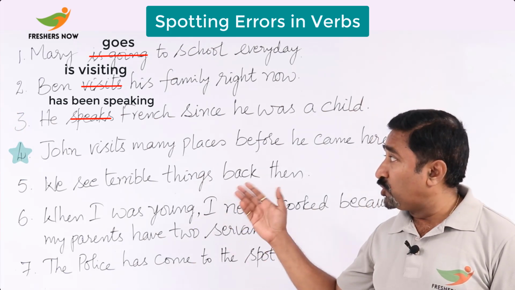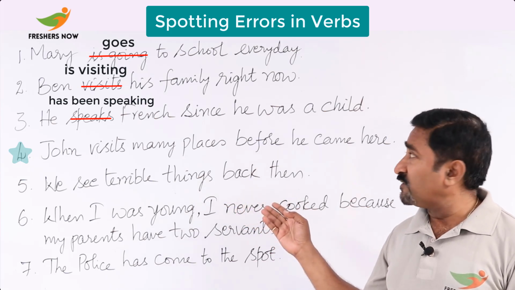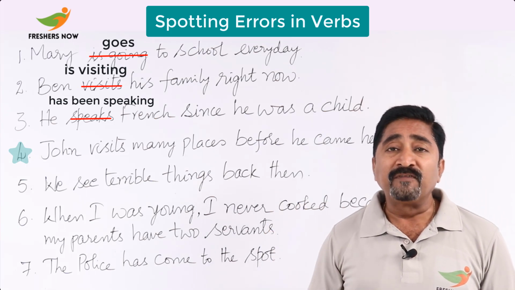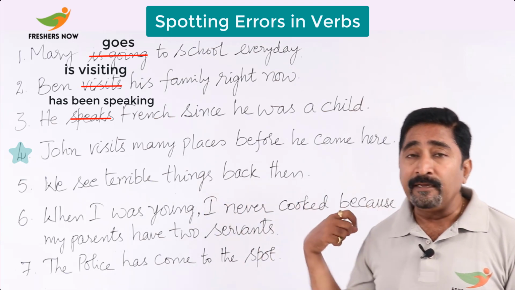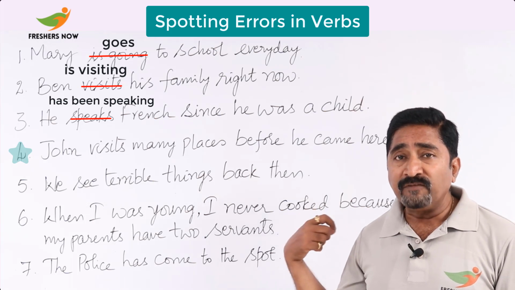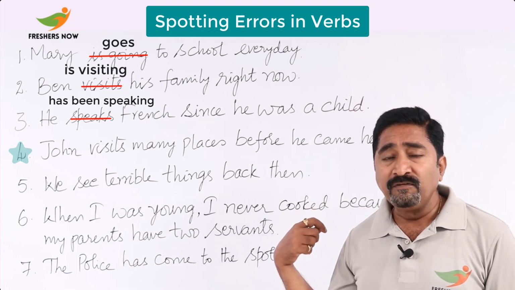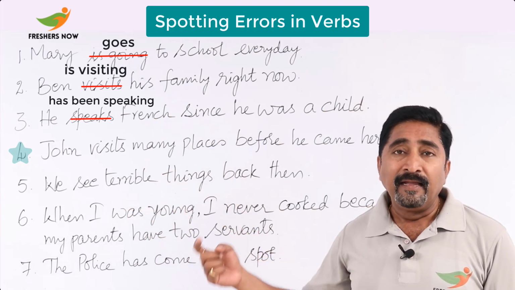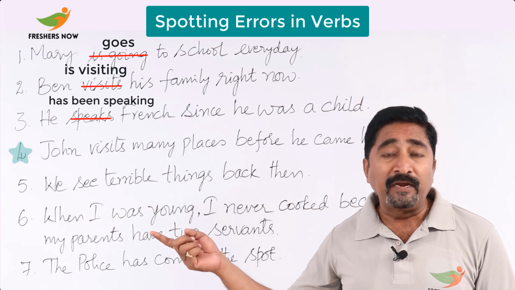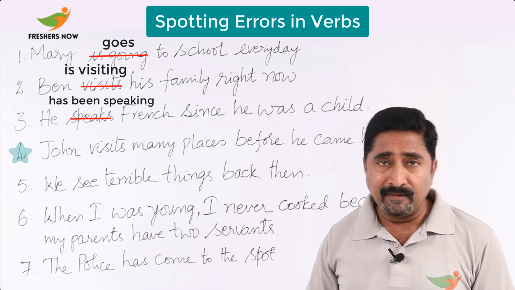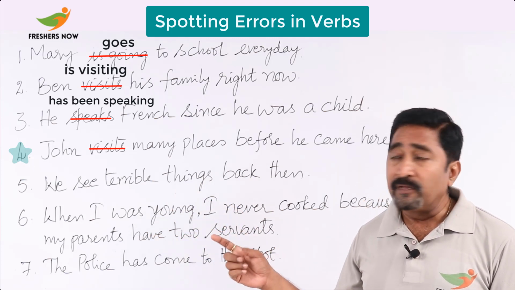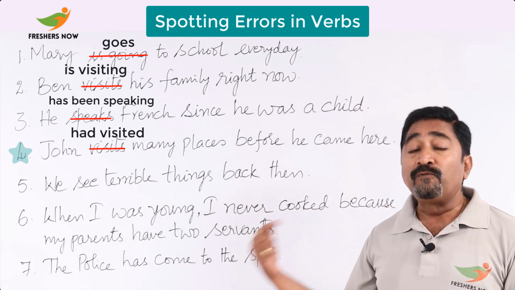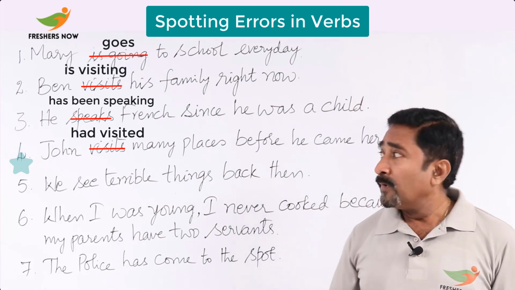And now, see, John visits many places before he came here. Here, two activities are there very clearly, visits and came. Came is a past tense, and we should know that before that he did an act, which should be in past perfect, so we should use had. And that is how we need to be careful and say, John had visited many places before he came here.